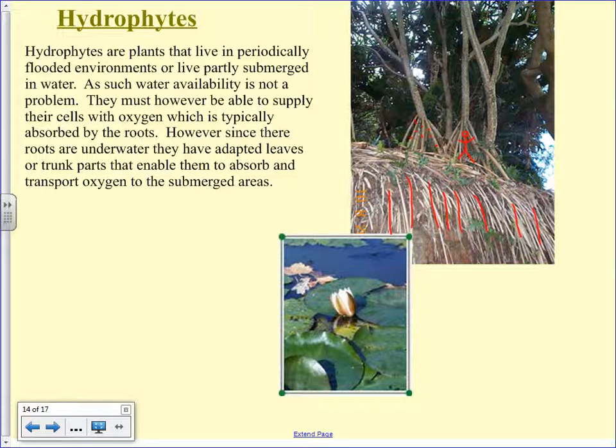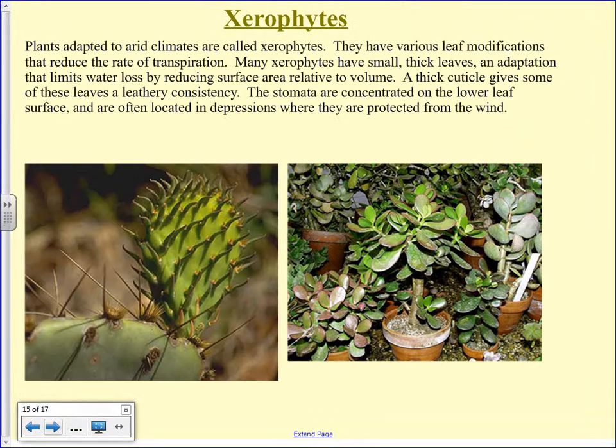Okay? All right, so that's how they can absorb the oxygen. They love water. They love lots of water. They can tolerate that. Our plants are not hydrophilic. They're more along this, not this extreme, but along this area. Xerophytes. Zero means dry. They love dry conditions. So they can tolerate drought.